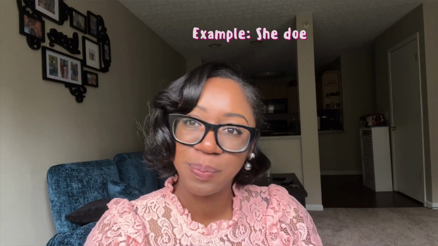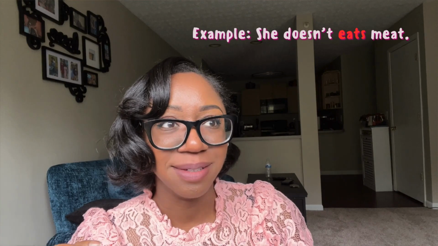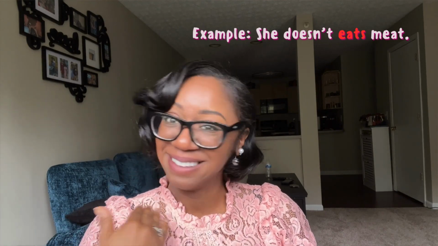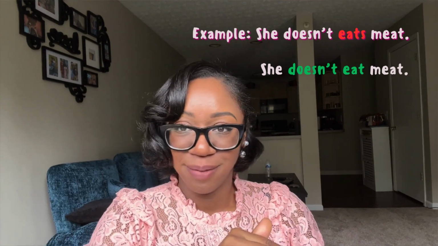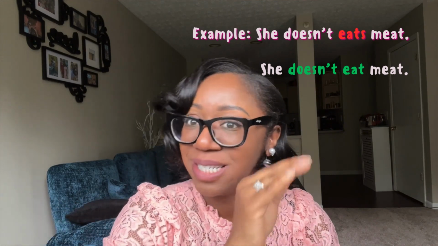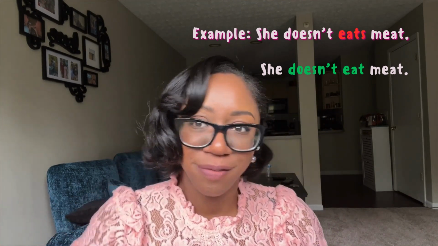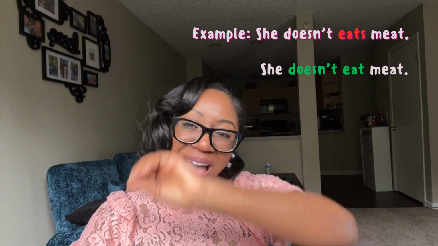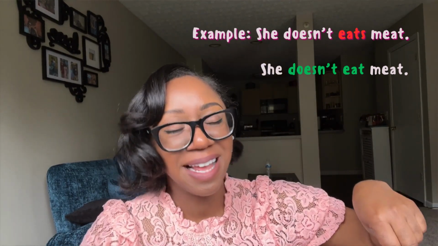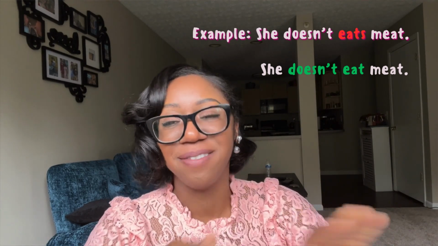And one last thing to be careful about is putting the S or ES on the verb after do or does. For example, she doesn't eat meat. That's not it. She doesn't eat. Base verb. She doesn't eat meat. She doesn't like video games. He doesn't waste his time. So after does or doesn't, it's going to be just the base verb.